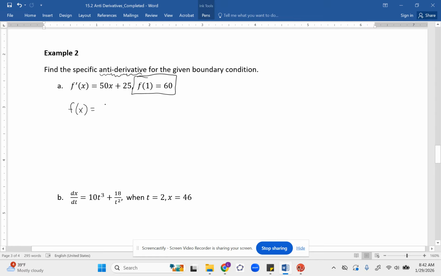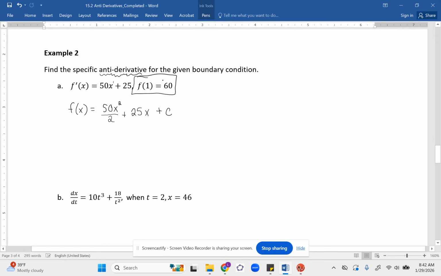To do that, remember we write 50x again. Add 1 to the exponent. There's an exponent of 1, so if I add 1, I have 2. And divide by the new exponent, so I divide by 2. Remember the antiderivative of 25 is 25x. We talked about this last time. You can look back at the notes. And then remember we always have the plus c.